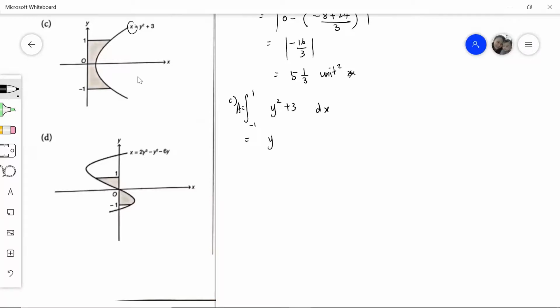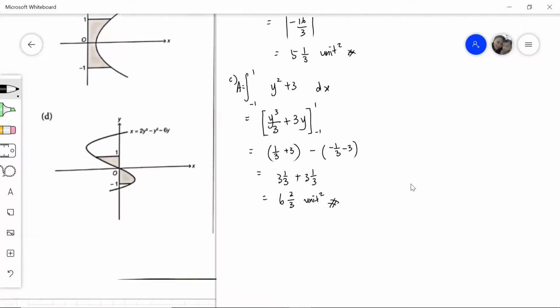Let's integrate it. We have y cubed over 3 plus 3y. And then let's put in -1 and 1. So we have 1 over 3 plus 3, and then minus -1 over 3 minus 3. So over here we have 3 and 1/3 minus the -3 and 1/3, therefore plus 3 and 1/3. So all in all, we have 6 and 2/3 area square unit. That's it. We found the answer for part C.